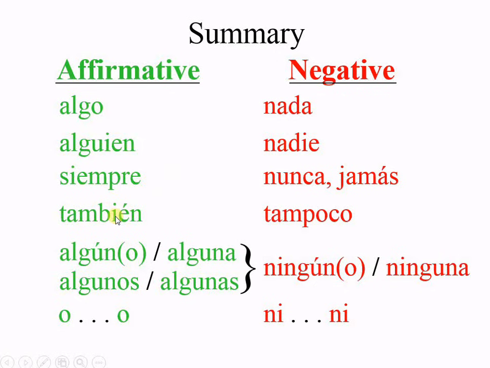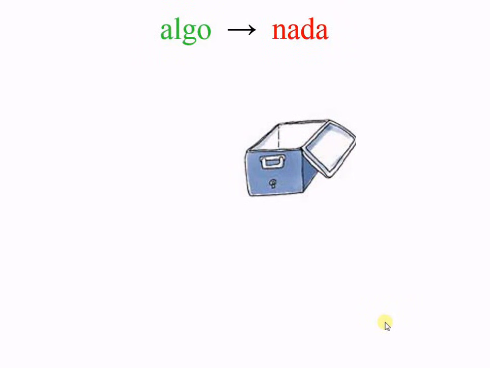También, also, tampoco, neither or either. Algún, alguno, alguna, algunos o algunas, some. Ningún, ninguno, or ninguna, none or not any. O, either or, ni, neither nor. It's a good idea when you study these words, when you contrast them.